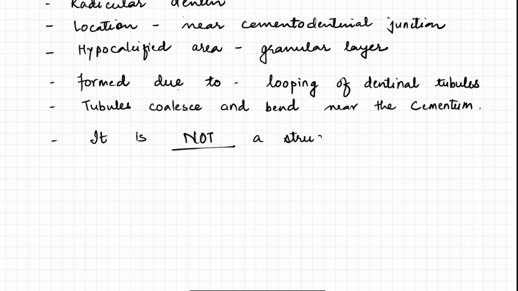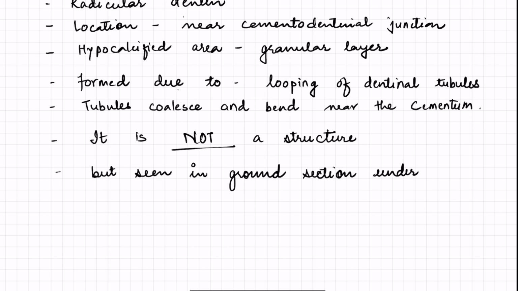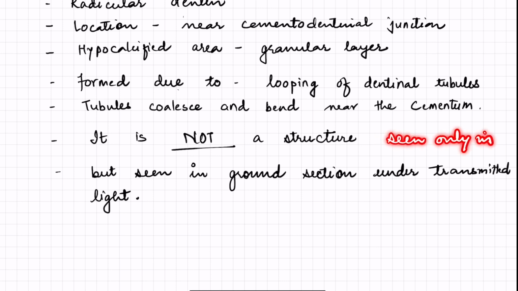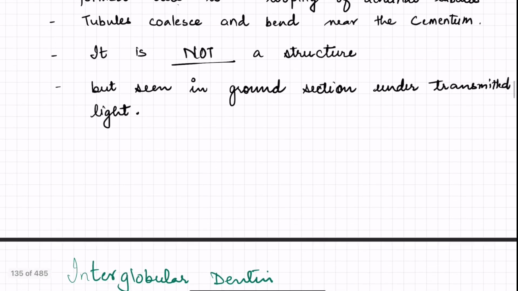But it is a point to be noted that it is not a structural feature. It is not a structure, but is seen in ground sections, seen only in the slide, that is in the ground section under transmitted light. So many specifications are there to observe this particular appearance, not a structural feature, in the dentin, in the radicular dentin near the cemental junction.